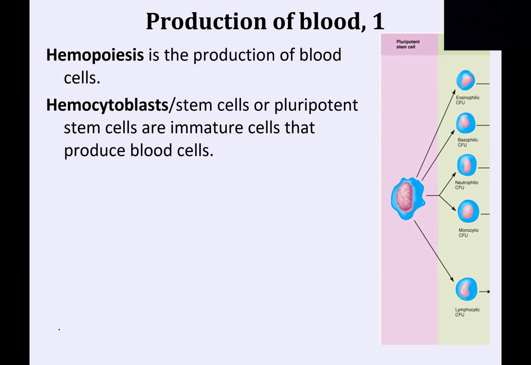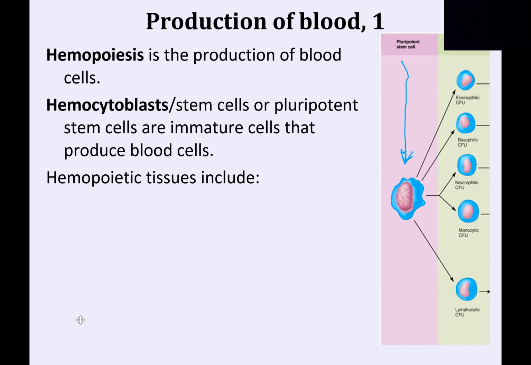Hemocytoblasts, also called stem cells. They're also referred to as pluripotent stem cells. They have the potential to become several different functional mature cells. So these are the immature cells that produce the formed elements or blood cells. And so you see a representation here, and it can be matured into any of these, plus a couple more.